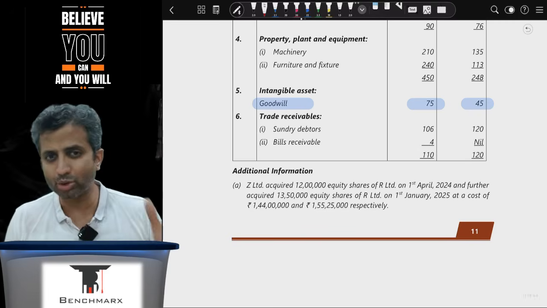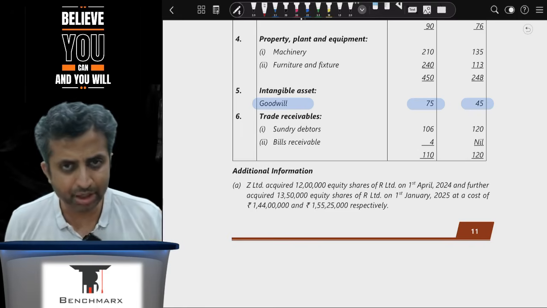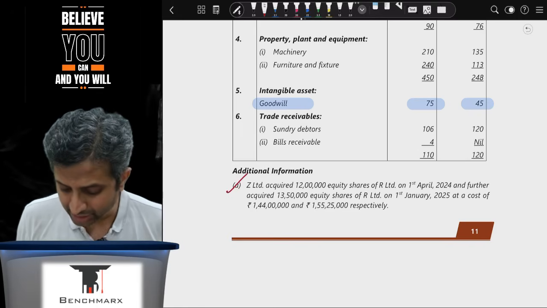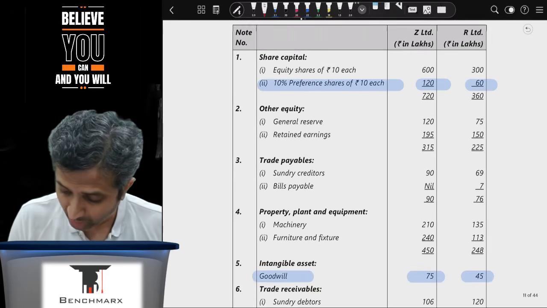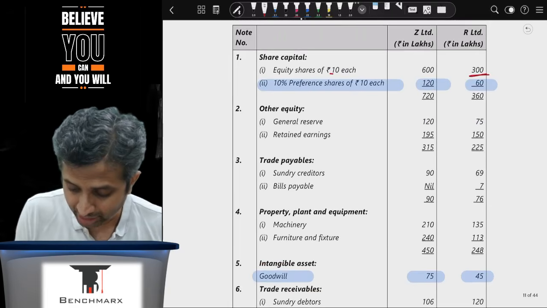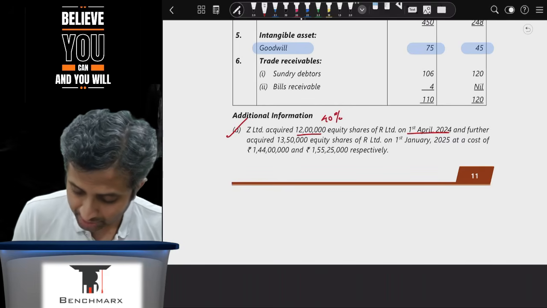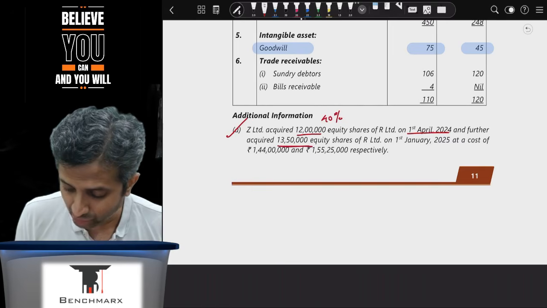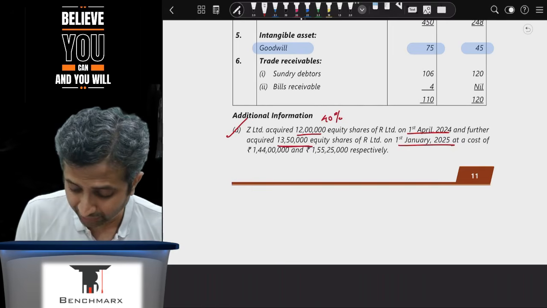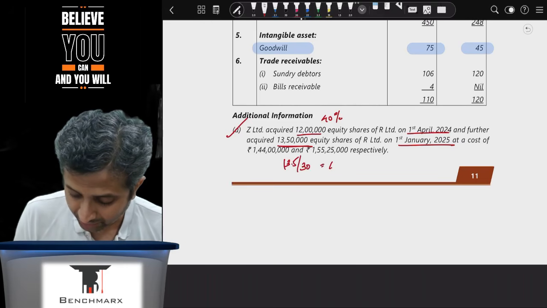I would request you to read this question. We'll discuss the adjustments and the impact, but you can kind of read this question. So there is Z acquiring 12 lakh equity shares of R on 1st of April 24. This is 12 lakh out of the 30 lakh shares. So 12 lakh out of 30 lakhs will come to 40% stake on 1st April and a further 13 lakh 50,000 shares on 1st of January 25. So this is 13 lakh 50 divided by, let us say, 30, which comes to around 45% stake.